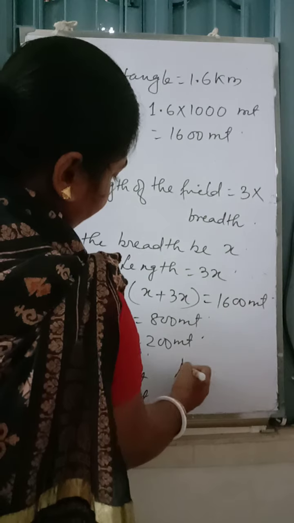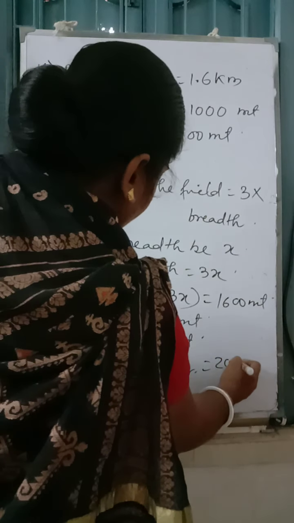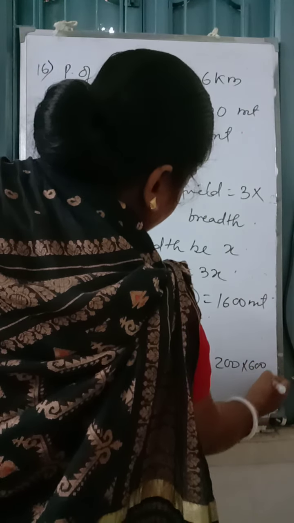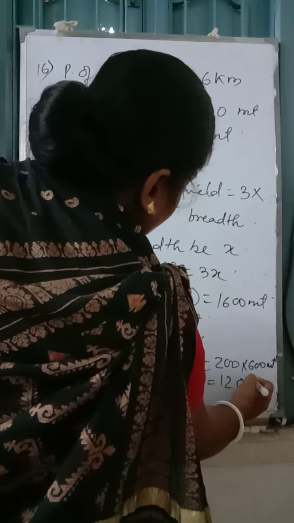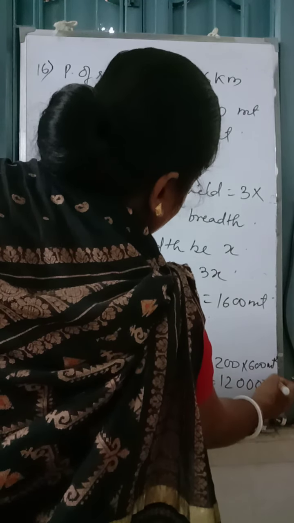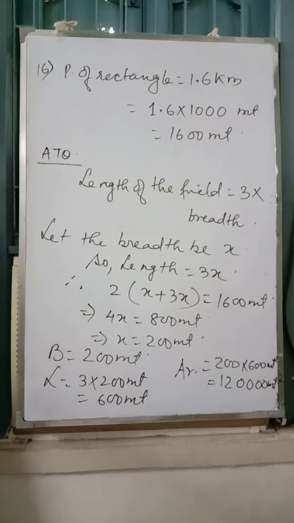So what will be the area? 200 into 600 meters square. They have asked you to find it in meters square, so we have found it in meters square. This will be the area: 120,000 meters square.